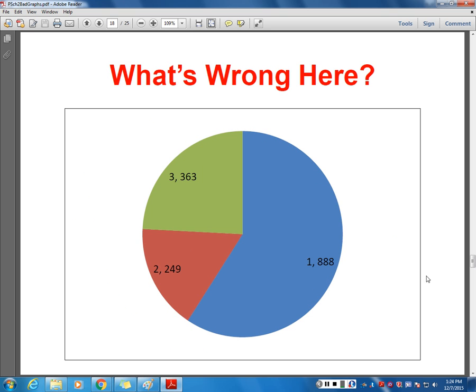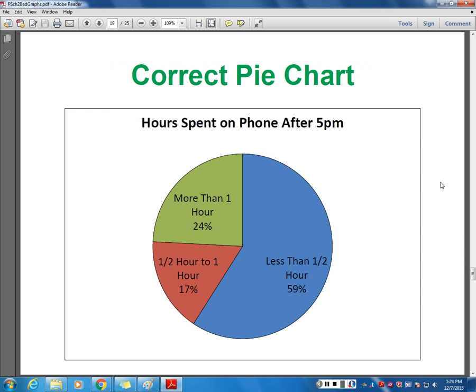Here's another version. Again, no percentages are used, no title is used, there are no outlines around the slices, and the categories are not named. Here's a correct pie chart. The title is clearly spelled out. Each of the categories is labeled on the slices, and percentages are included so that the reader can tell exactly how big each slice is in proportion to the others.